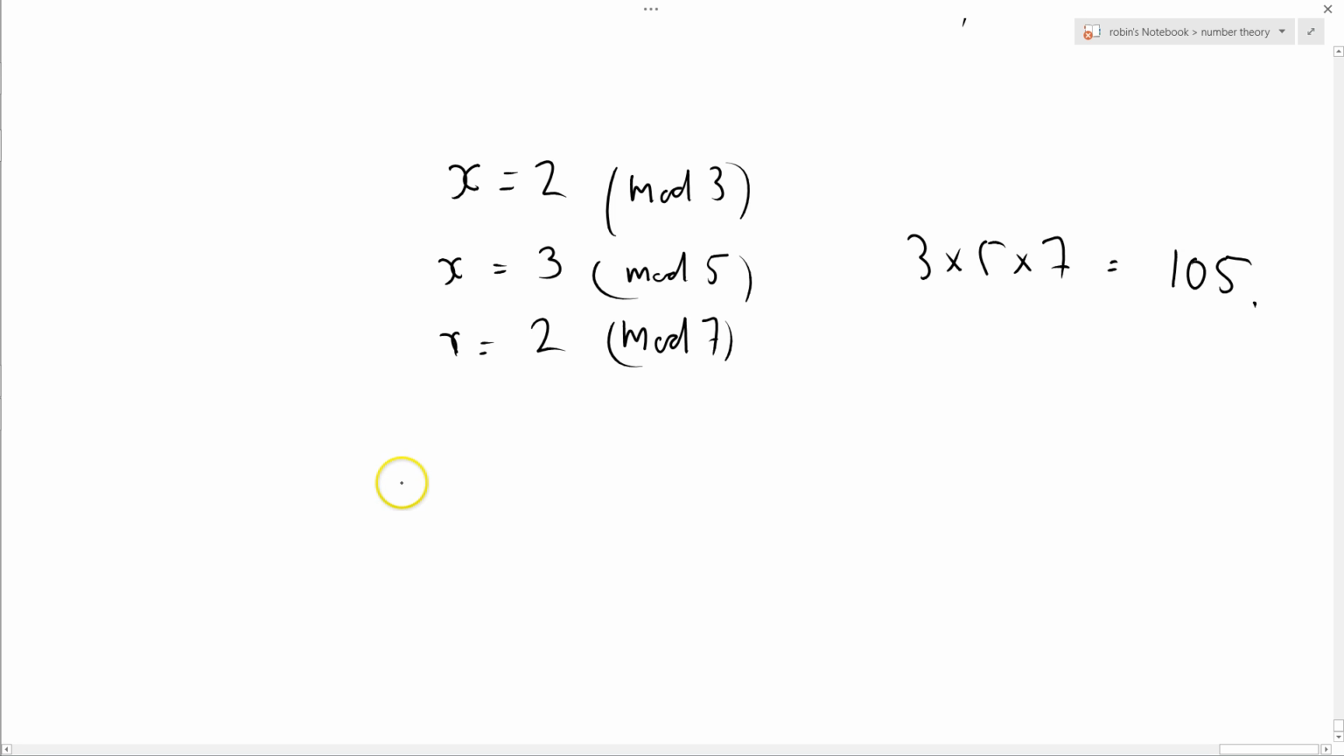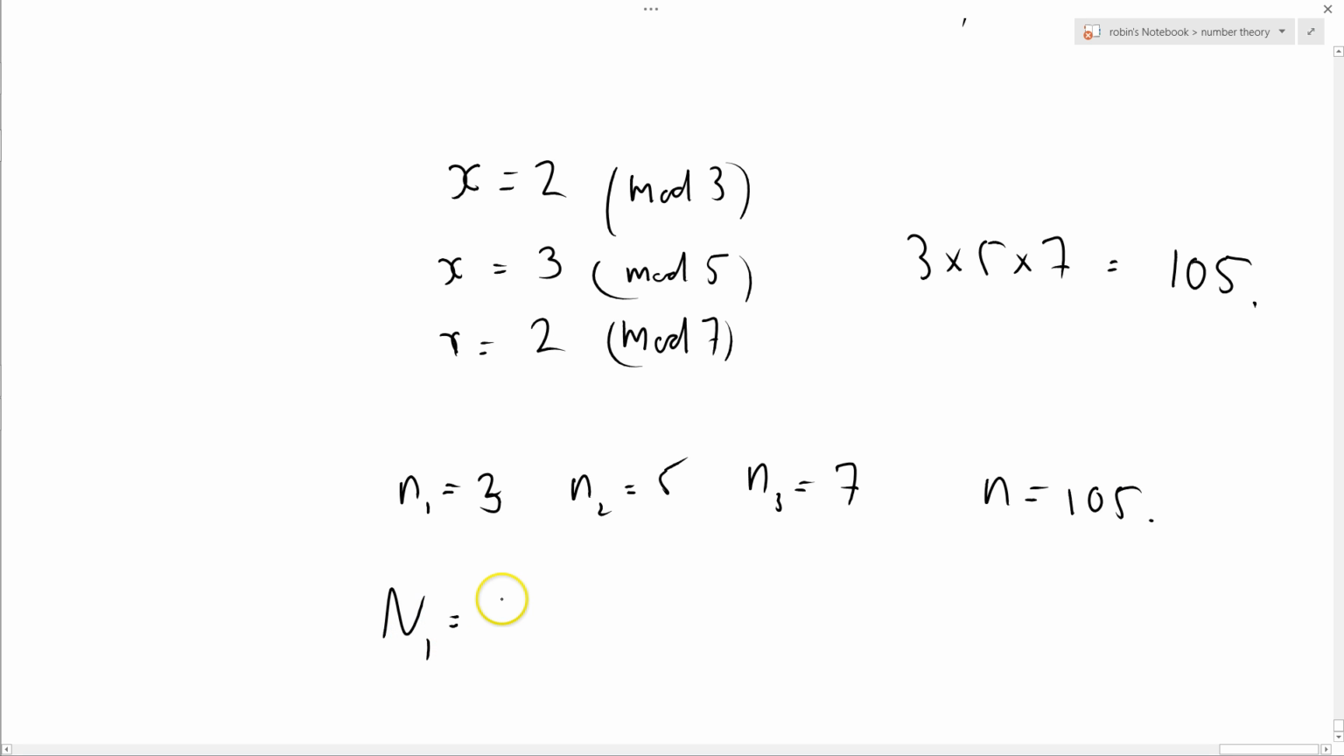So n1 equals 3, n2 equals 5, and n3 equals 7. So n equals 105, which is the product. So capital N1 equals 35. Capital N2 equals 105 over 5, which is 21. Of course, it's the other two, it's 3 times 7, isn't it? And capital N3 equals 3 fives of 15.